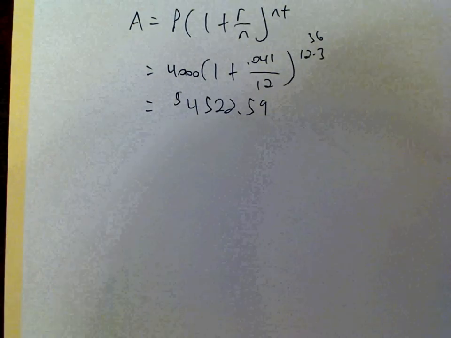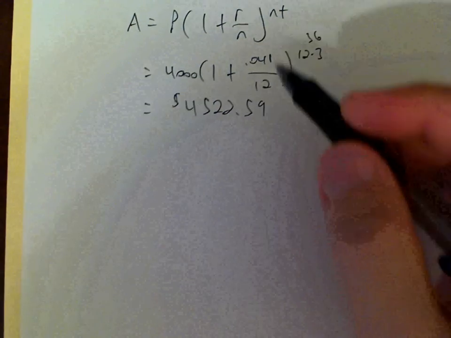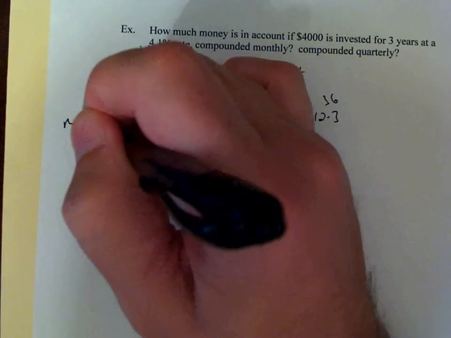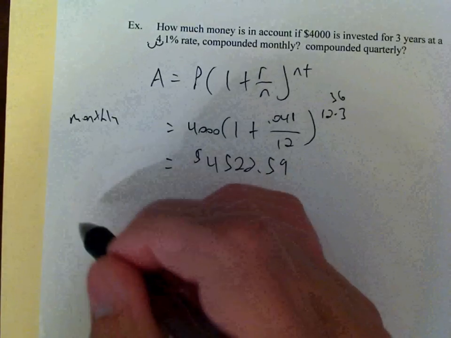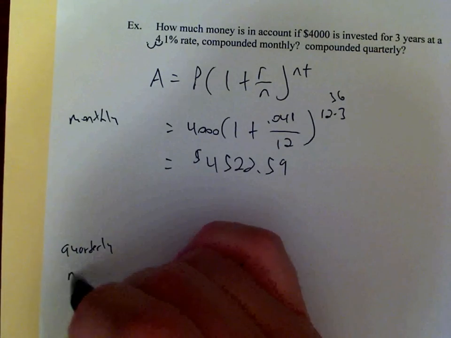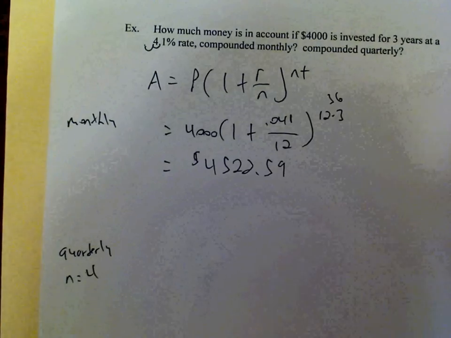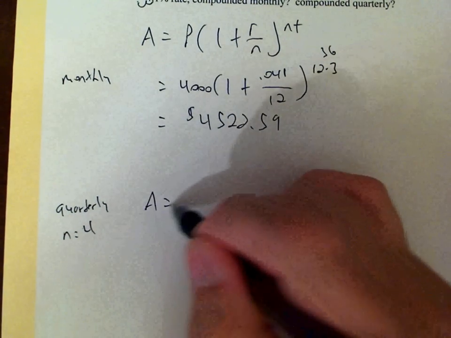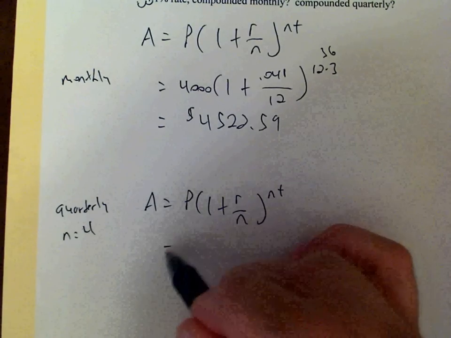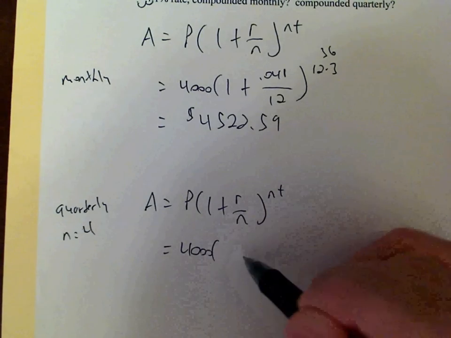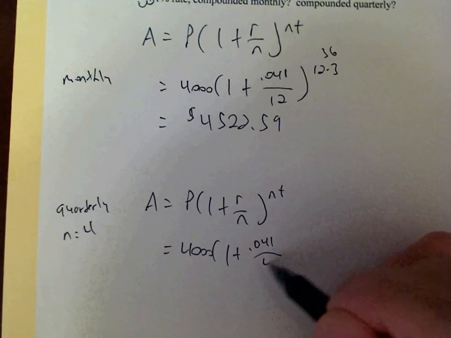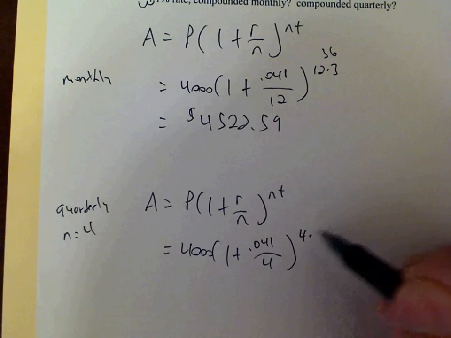Now let's do the second part, compounded quarterly, because we've got two questions here. We've already done the monthly. Now let's do quarterly. Now you gotta remember what quarterly is. How many quarters in a dollar? 4. So use the same formula. P still 4,000. The interest rate still 0.041. 4 quarters, 4 times a year for 3 years.